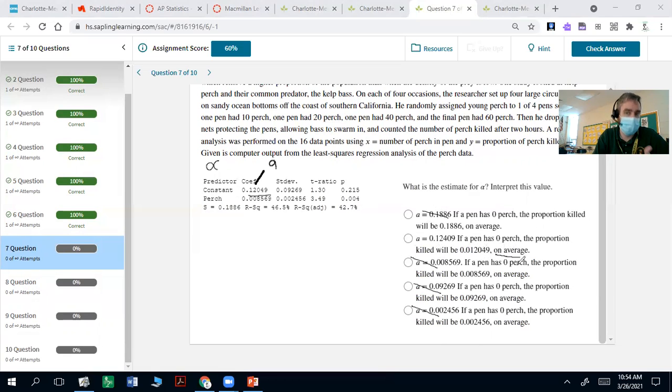See how they threw on average in again. So remember the y-intercept is when x is 0. So if x is 0, then you would see this number here for the y-intercept. So we don't have to worry about a process of elimination on that one because it took care of itself.